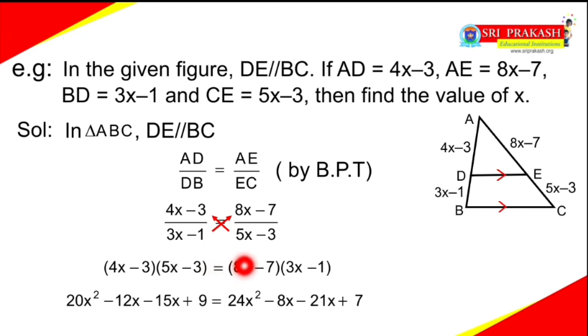Next, 8x into 3x is equal to 24x square. Next, 8x into minus 1 is equal to minus 8x. Next, minus 7 into 3x is equal to minus 21x. Next, minus 7 into minus 1 is equal to plus 7.